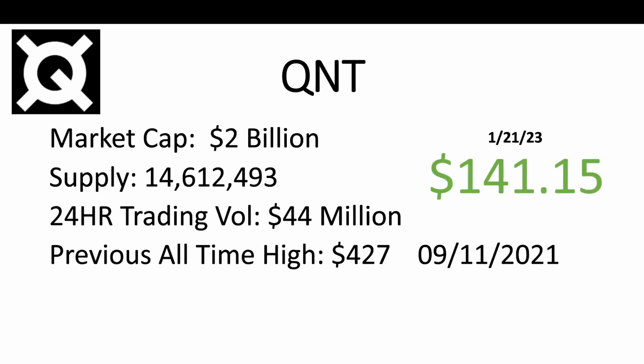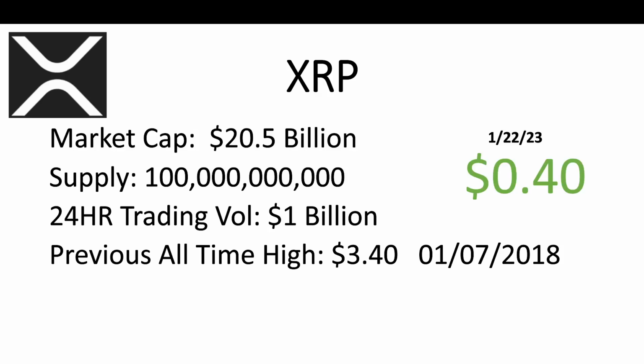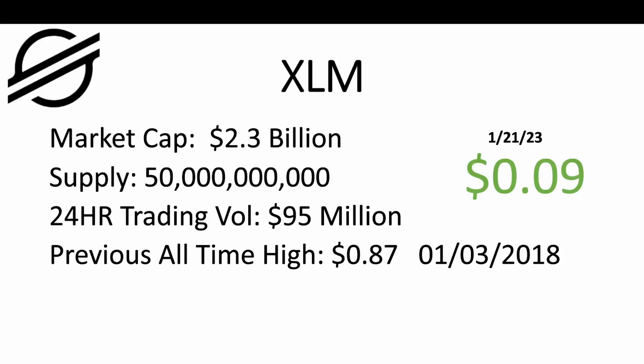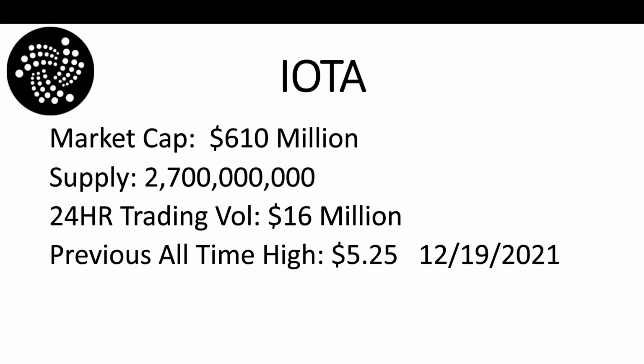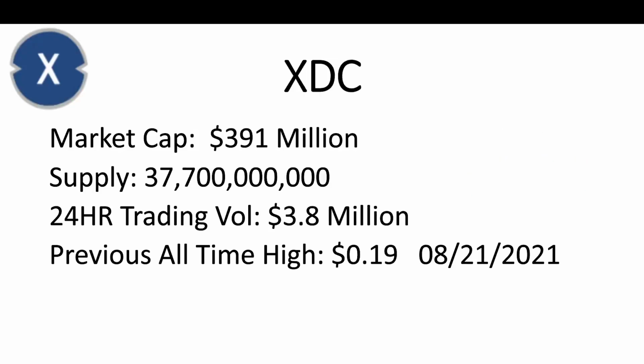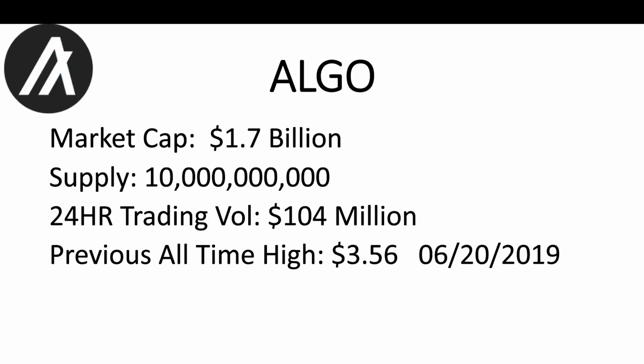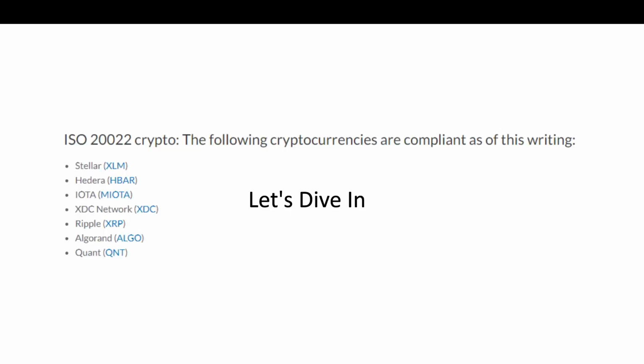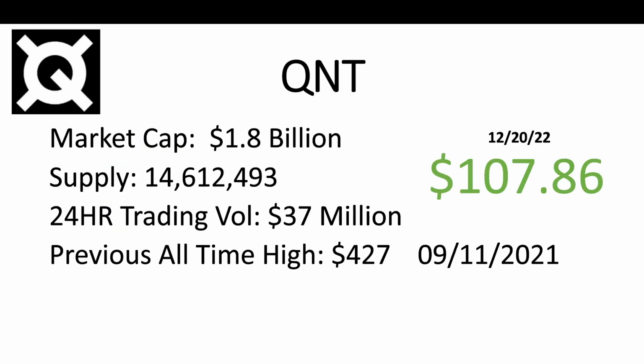it was at $141. XRP was at 40 cents. XLM 9 cents, HBAR 7 cents, IOTA 21 cents, XDC 2 cents, almost 3, and Algo 23 cents. All right. So these are the prices from December that I'm not going to update. I'm just going to use these numbers that I used.